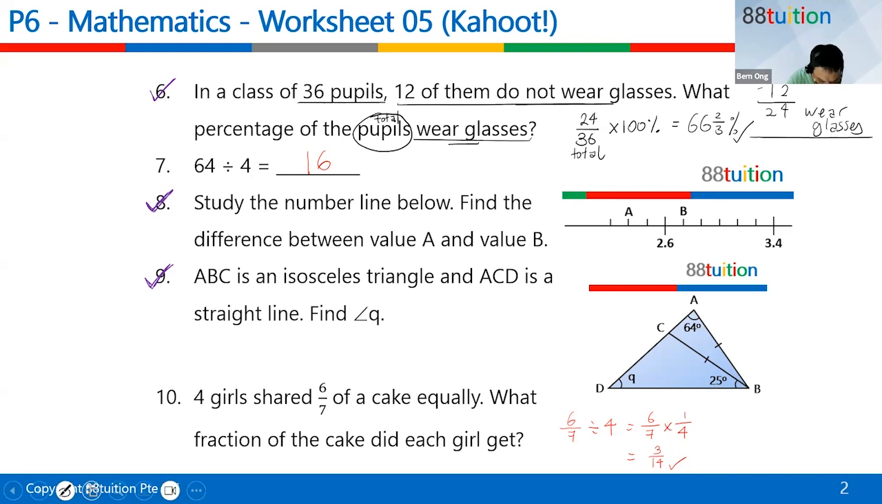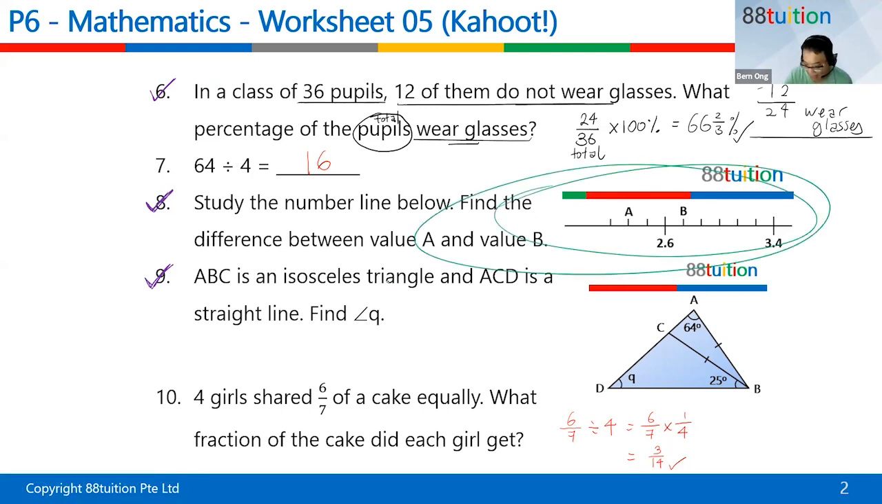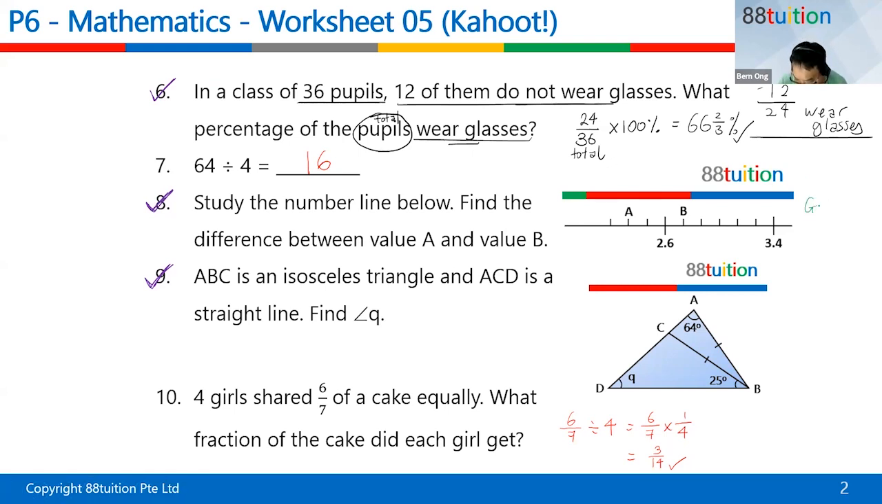Okay, question number 8. Let's check it out. You are supposed to study the number line down here. This is what I call gap and difference. This is also a gap and difference kind of question. Look, how many gaps? 1, little 2, little 3, little gaps. 4, little 5, little 6, little gaps. What is the difference between these 6 gaps?